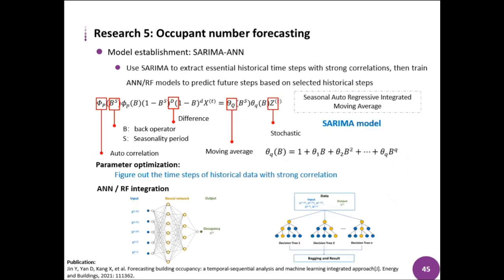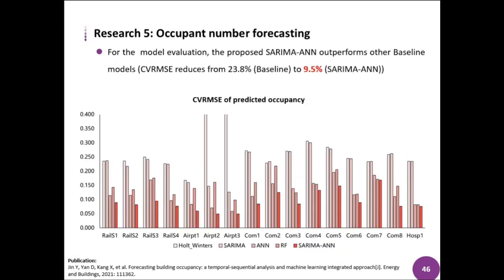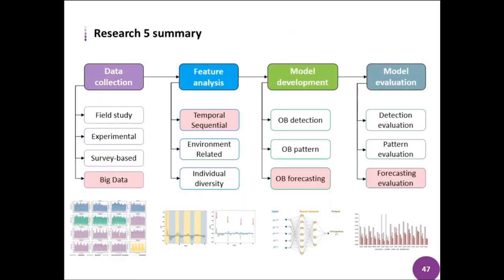And we also use the SARIMA model to estimate the time series of the next 24 hours and combine it with the ANN model. With this new algorithm, we can easily forecast the future 24 hours of people's rate and decrease the errors from 23% to 9.5%. So that is one kind of trial we would like to do for forecasting the number of people for the next day. Here we also use big data and temperature sequential cross-testing to set up our machine learning model, and use the MAE to evaluate our model's applicability.